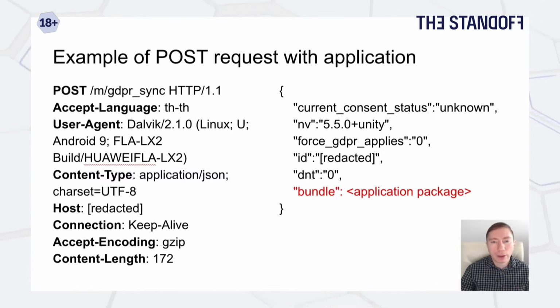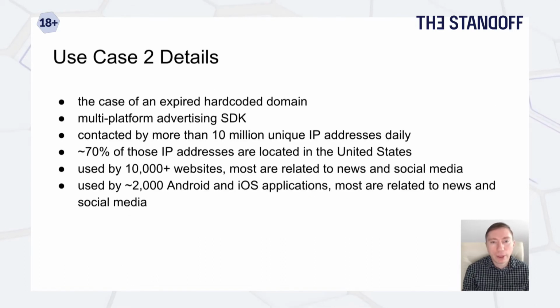We assume that in this case the main company that owns this domain ceased to exist, and they no longer renewed that domain, and that's how those applications were still using that domain, and they didn't update to some new version of the application. The second use case is about also a hard-coded domain that expired.